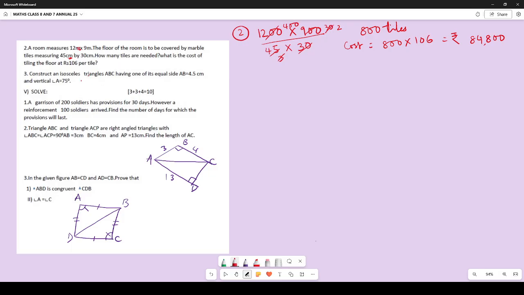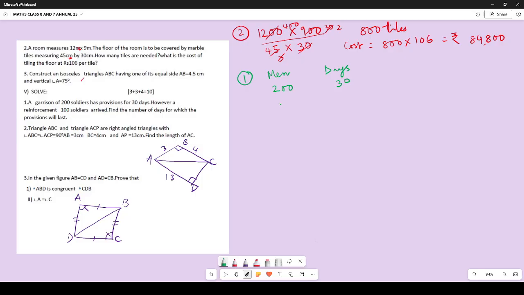Construct an isosceles triangle. Constructions you have been taught, so you should be able to do the constructions. Now let us take up question number 5, bit number 1. A garrison of 200 soldiers has provision for 30 days, right? So soldiers, men and days, right? So for 200 soldiers, it has food for 30 days, but a reinforcement of 100 soldiers arrived.